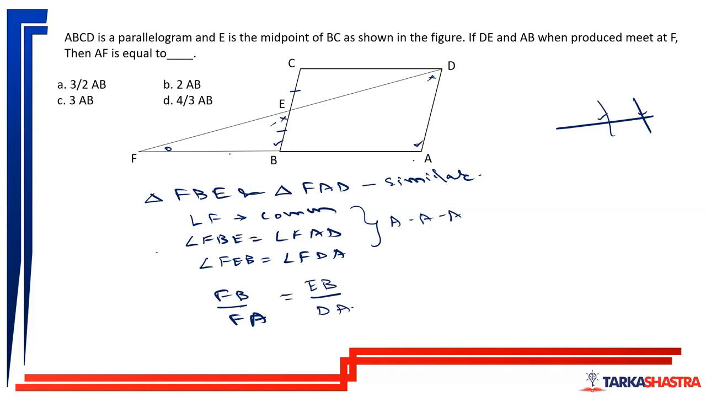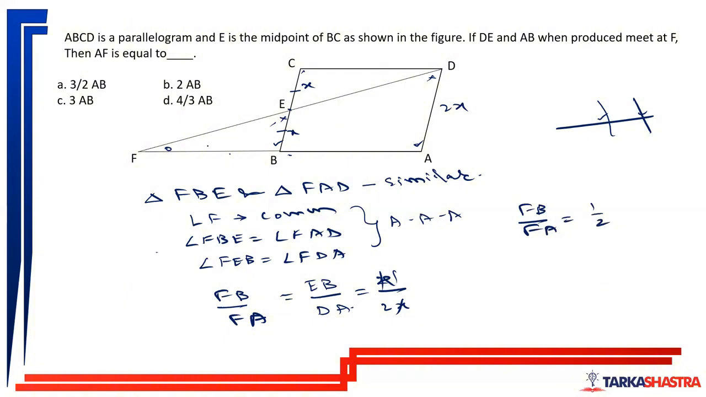Now EB is, let us say, x. Then EC will also be x, because E is the midpoint. So DA will be 2x. Why? Because CB is 2x, so DA is also 2x, as opposite sides of a parallelogram are equal. So from this, what do we get? EB is x, DA is 2x. So this gets cancelled, 1 by 2. So FB upon FA is 1 by 2.